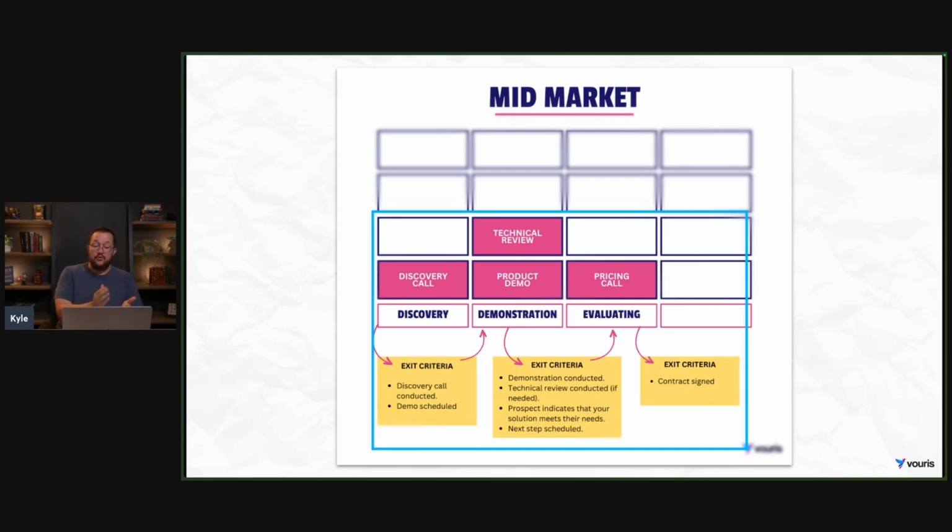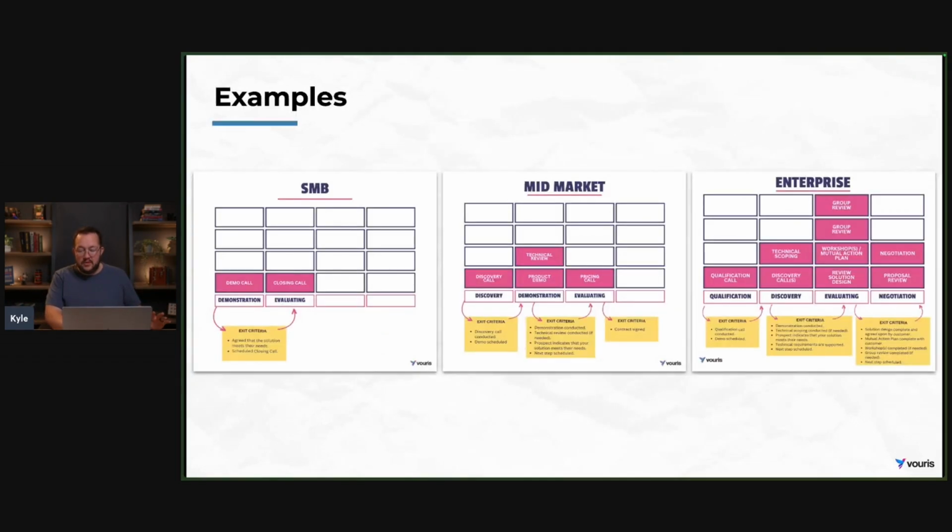Then exit criteria from demo to evaluating: demonstration conducted, technical review conducted if needed, prospect indicates that your solution meets their needs. And then next step is, say it with me now, scheduled. Good job. And then finally, exit criteria from evaluating is a contract is signed. That means they're moving to closed won. And I guess if they said no, they go to closed lost. That's how it works. Let me give you a couple examples here.